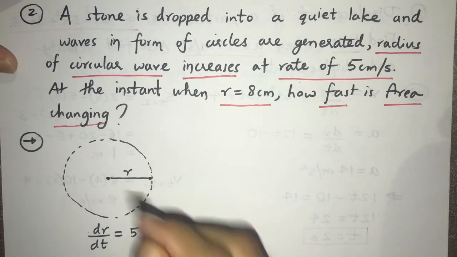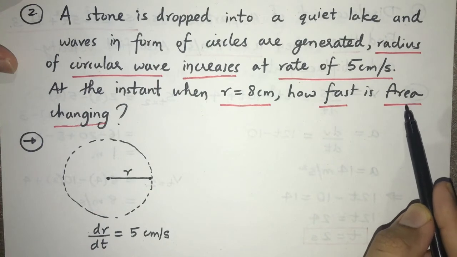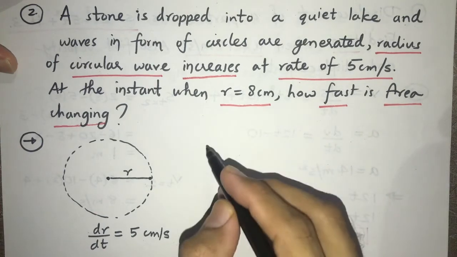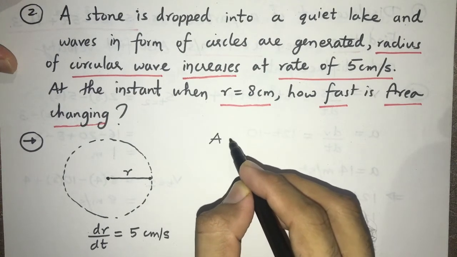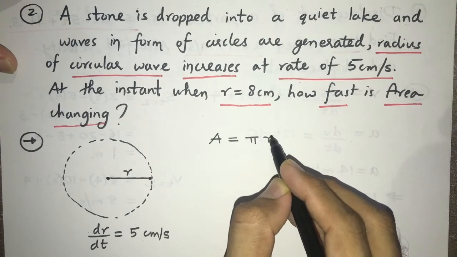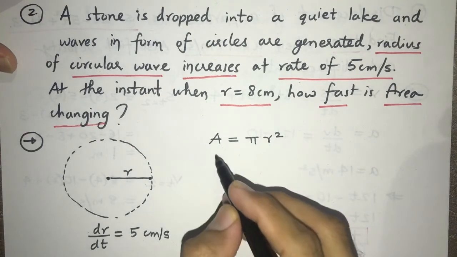Okay, so to find that, we first have to find the relation between area and the radius of the circle. Area will be expressed as a function of radius, and the formula which we always use is area is pi r square.